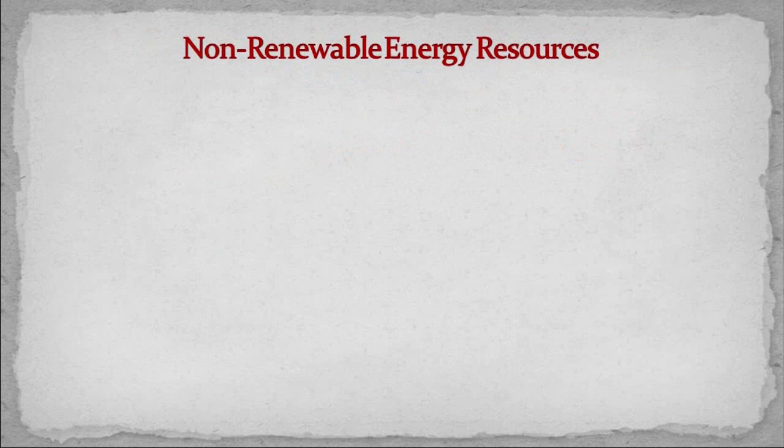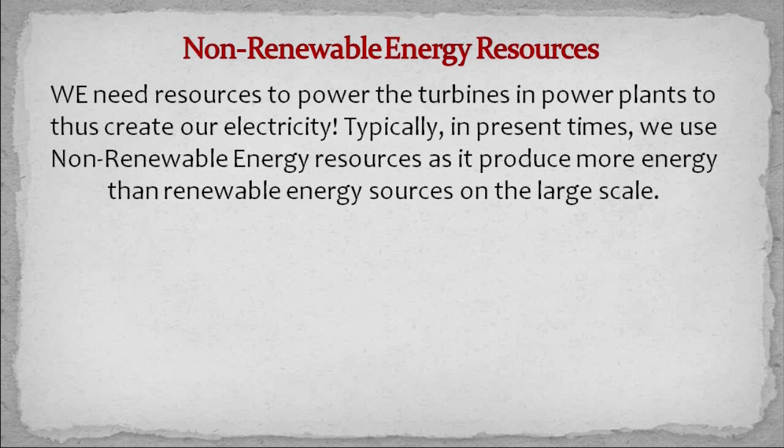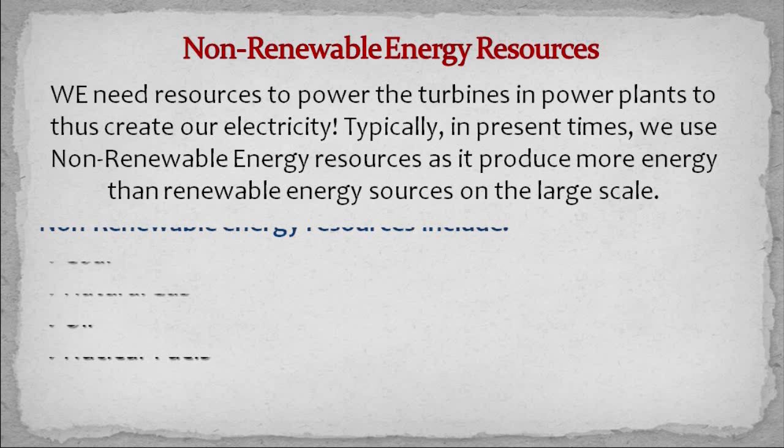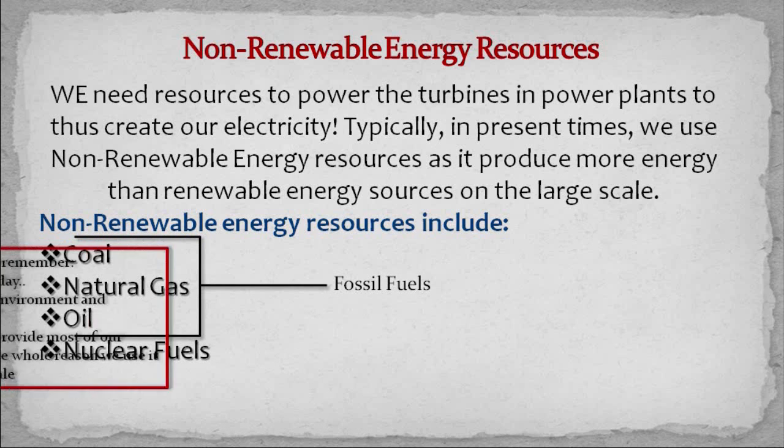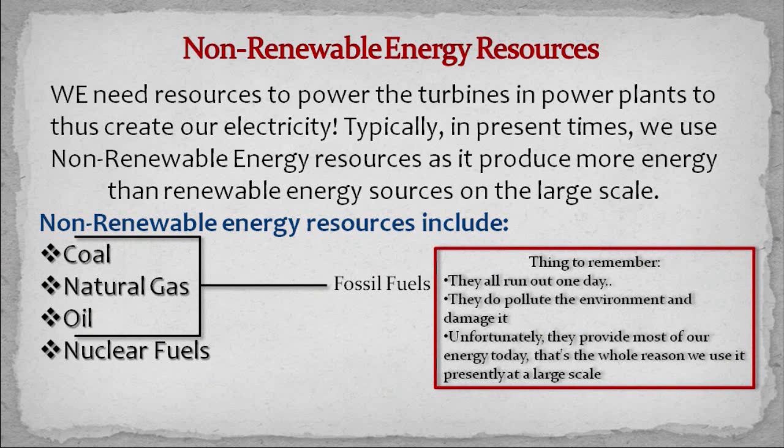Non-renewable energy resources. We'll need resources to power the turbines in power plants to thus create our electricity. Typically, in present times, we use non-renewable energy resources as they produce more energy than renewable energy resources on the large scale. Non-renewable energy resources include coal, natural gas, oil, and nuclear fuels. Coal, natural gas, and oil are 3 examples of fossil fuels. The thing to remember is, they all run out one day. They do pollute the environment, they damage it, and unfortunately they provide most of the energy today. That's the whole reason we use them presently at the large scale.